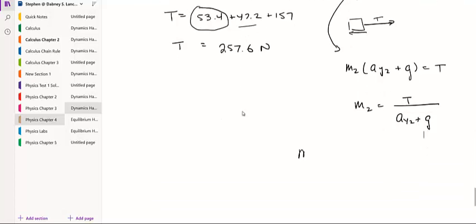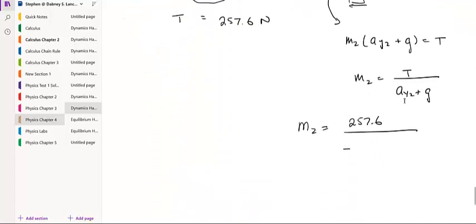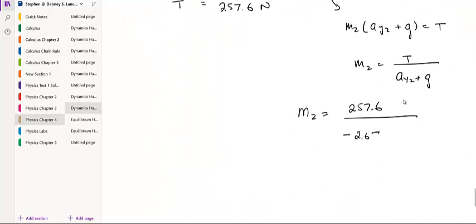So we know the tension. We calculated that up here, 257.6. The acceleration of object 2 is negative because it's going down. So it's accelerating downward, which is negative. So you're going to get negative 2.67 meters per second squared, and then you have plus G, which is 9.81. And then we get the answer. So I get mass 2 is 20.6 kilograms.